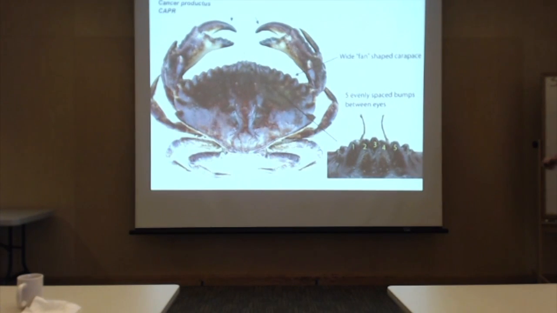So first of all, red rock crabs, we think of their carapace as being much more fan-shaped. They tend to be a lot wider than their cousins. They also have 5 bumps to the rostrum, and this rostrum protrudes beyond the eye. So there's the eye there, so this rostrum sticks out.